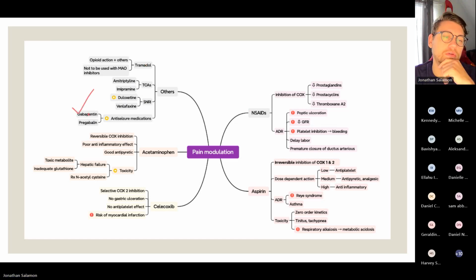Gabapentin's mechanism of action. It says it's an anti-seizure medication here, but I'm pretty sure it's a pain med that is used as an anti-seizure medication, and not the other way around. And then know that the reversal for Tylenol toxicity is N-acetylcysteine. Know that 100% for sure.